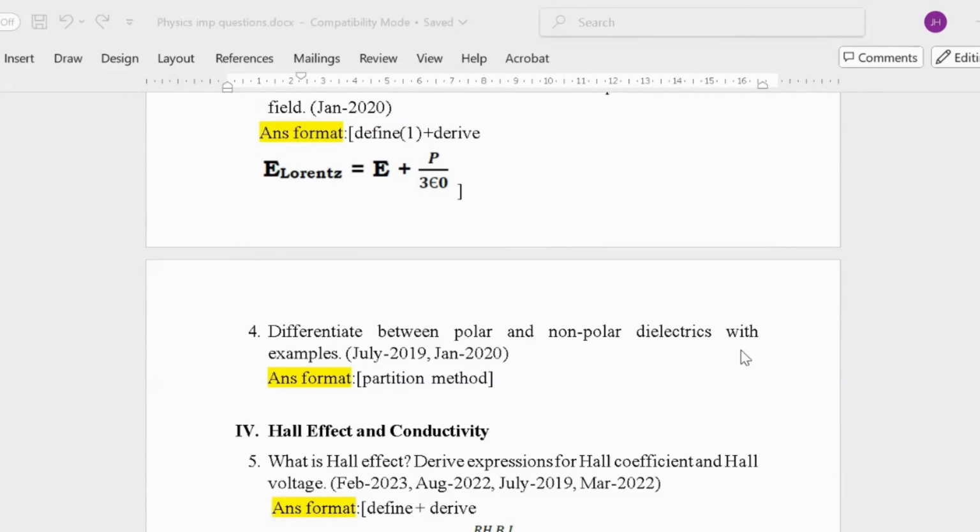Differentiate between polar and non-polar dielectrics with example. So for any kind of differentiation, it's better to go with a partition method, which is you're going to divide the sheet into two halves. Left hand side you're going to write polar, right hand side non-polar. If you write in that way, you're going to score good marks, right? That is how the evaluators expect from you guys.